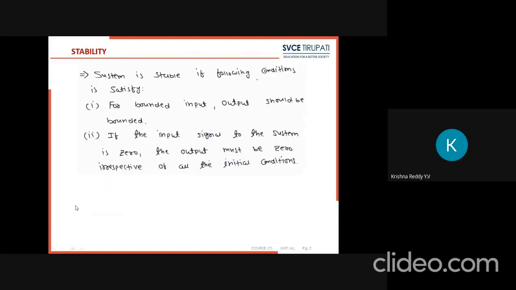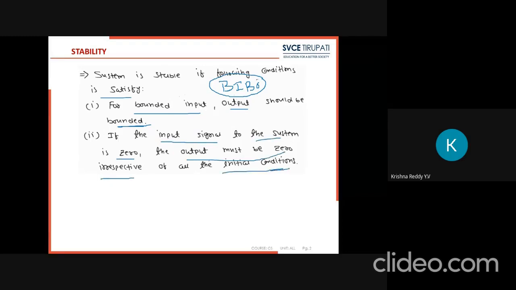Our next topic is stability. Stability is defined as: for a bounded input, the output must be bounded. It is the BIBO condition. When you are given a bounded input, the output must be bounded. If the input signal to the system is 0, the output must be 0 irrespective of its initial conditions.